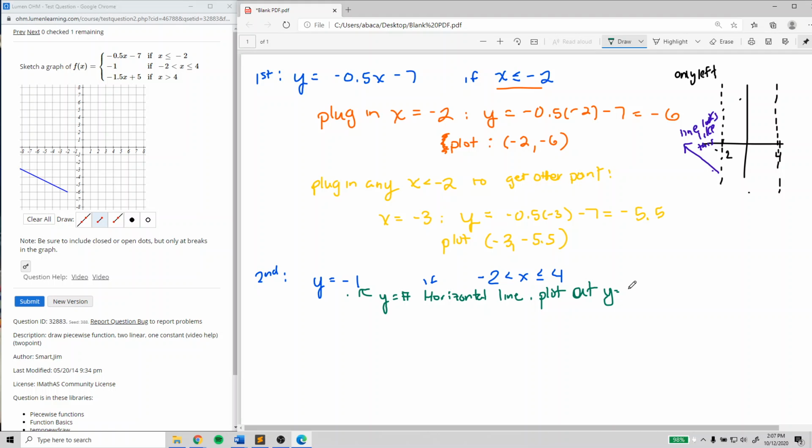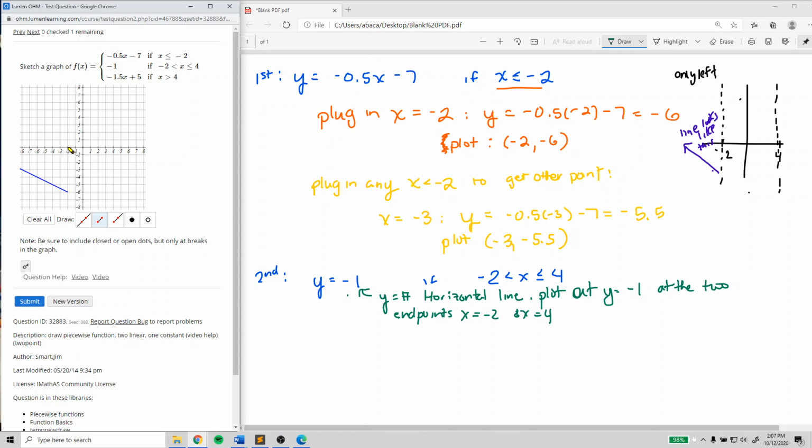At y equals -1, at the two endpoints x equals -2 and x equals 4. Right, so we're talking about plotting the left one and the right one. So when you choose this graphing tool, you always have to plot the left and the right.